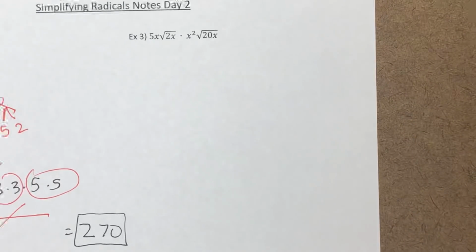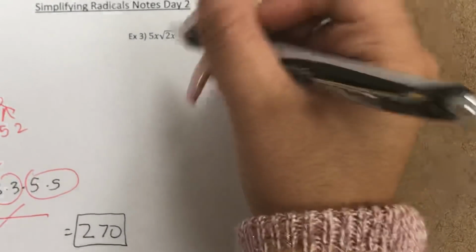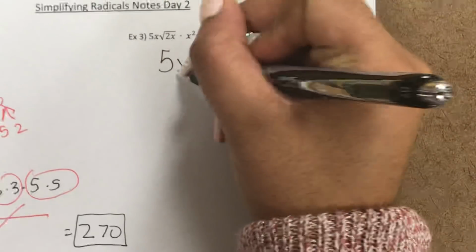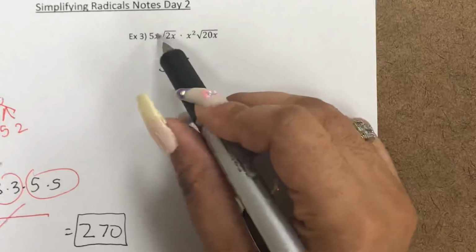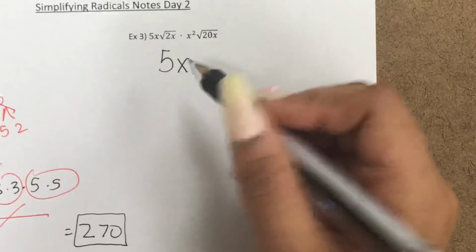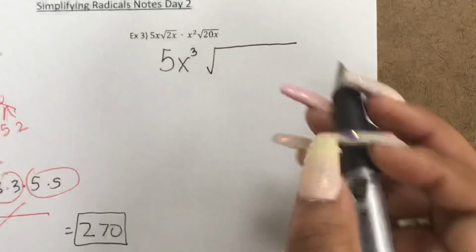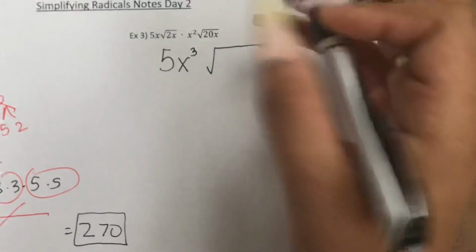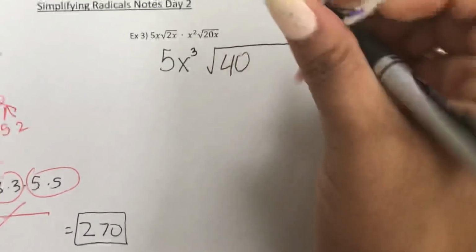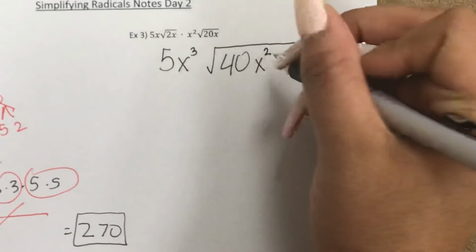All right, example 3. Multiply the outside. 5x times x squared will be 5x. How many x's are being multiplied on the outside? There's 1 here, 2 here, so that means x cubed. Now multiply the inside. 2x times 20x. 2 times 20 gives you 40. X times x, there's 2 x's being multiplied, so that's x squared.